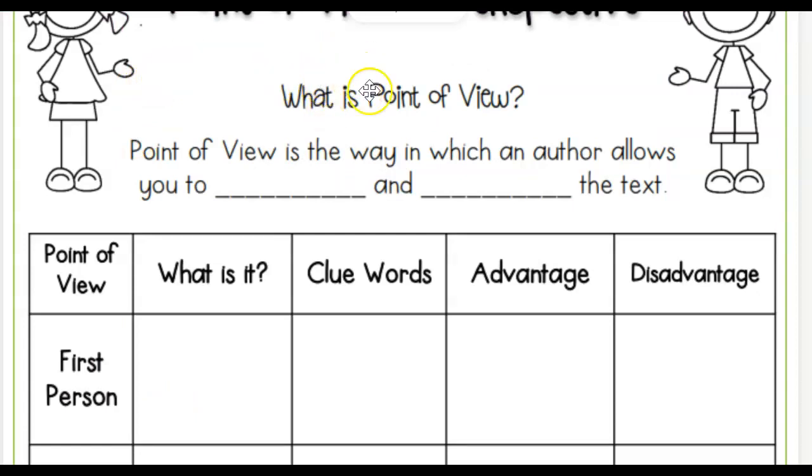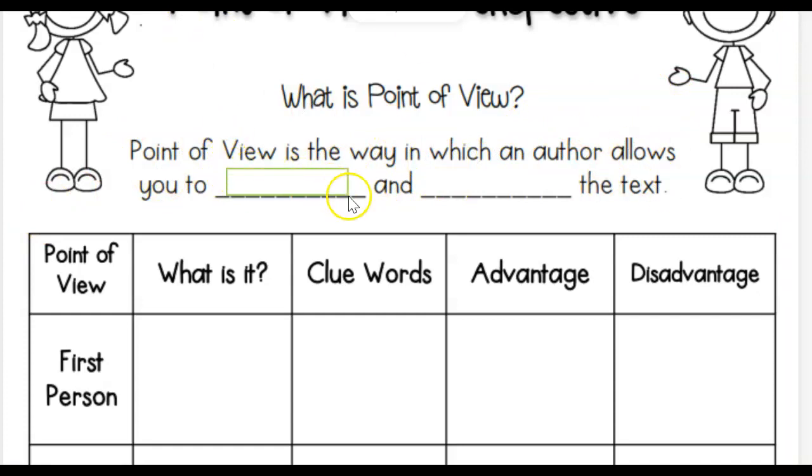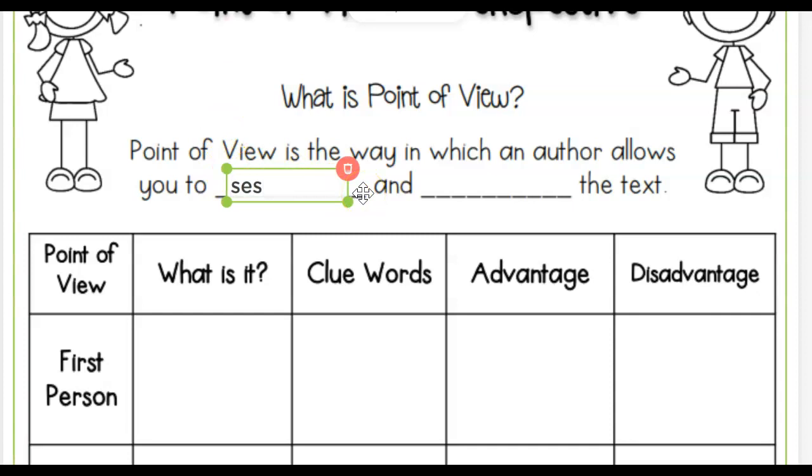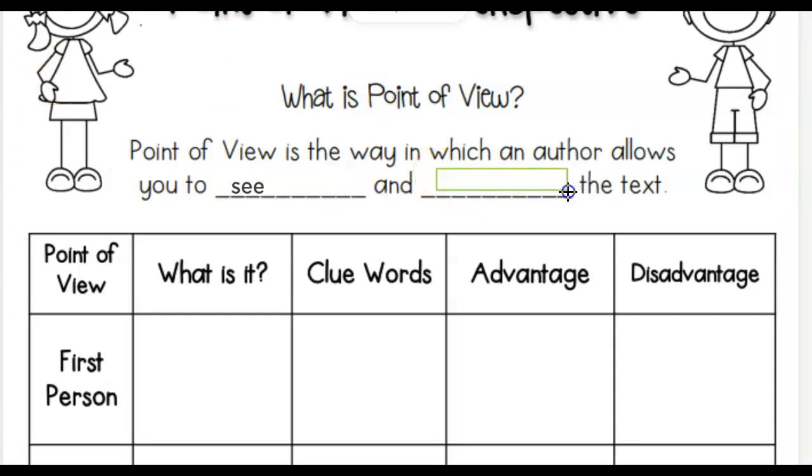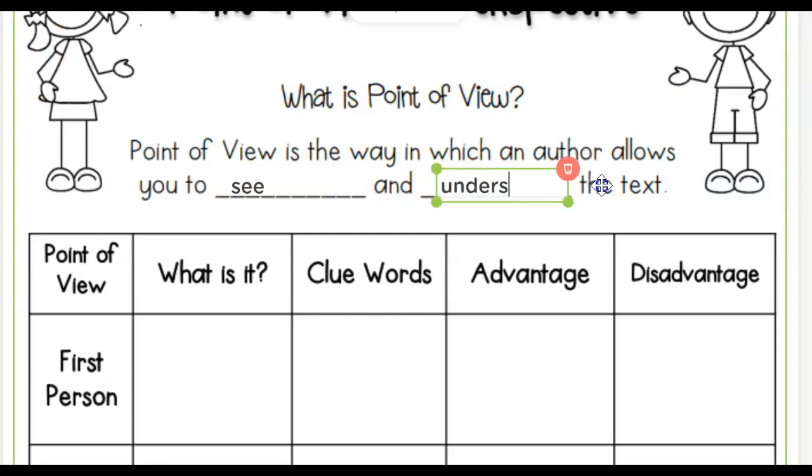Let's first identify what is point of view. Point of view is the way in which an author allows you to see and understand the text. Go ahead and fill in see, and understand.